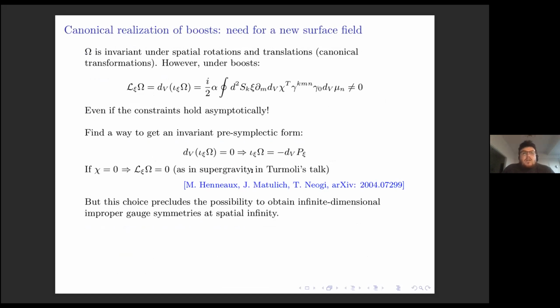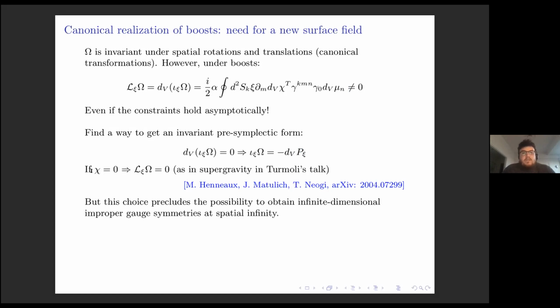So we know that omega is invariant under spatial rotations and translations, and these are canonical transformations. However, boost has this problem that the change in the symplectic form under boost is a surface term that is generically different from zero, even in the constraint surface, even if the constraints hold asymptotically. So we have to find a way to get an invariant symplectic form. And in this way, one could properly define a canonical generator.